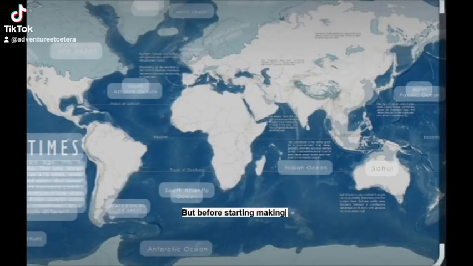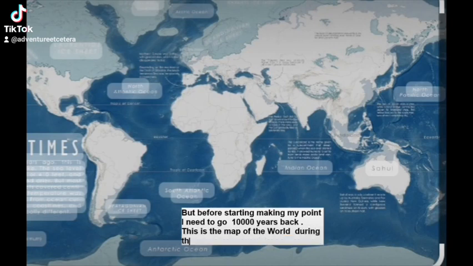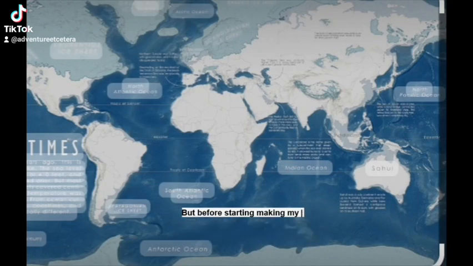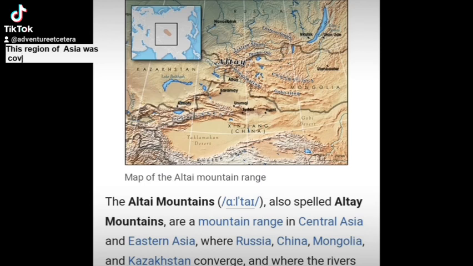It shows the regions of the world at the period of about 1,000 years ago. But before starting making my point, I need to go 1,000 years back. This is the map of the world during the Ice Age, and it's pretty clear.